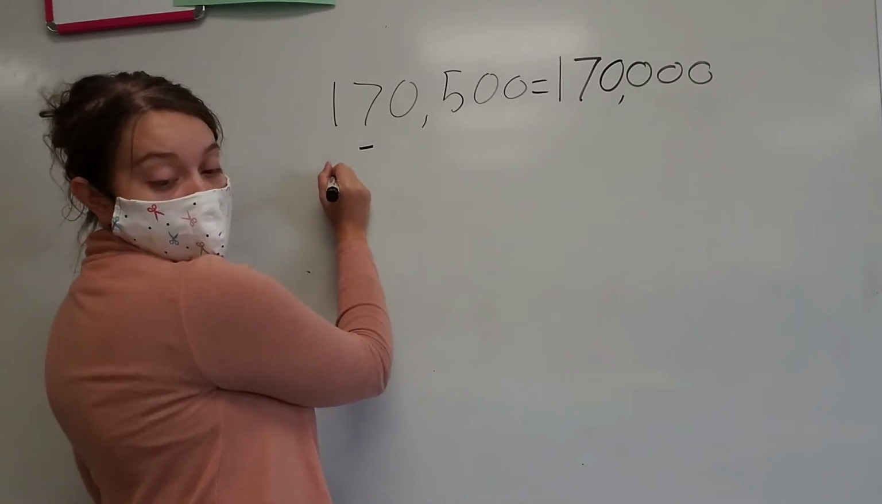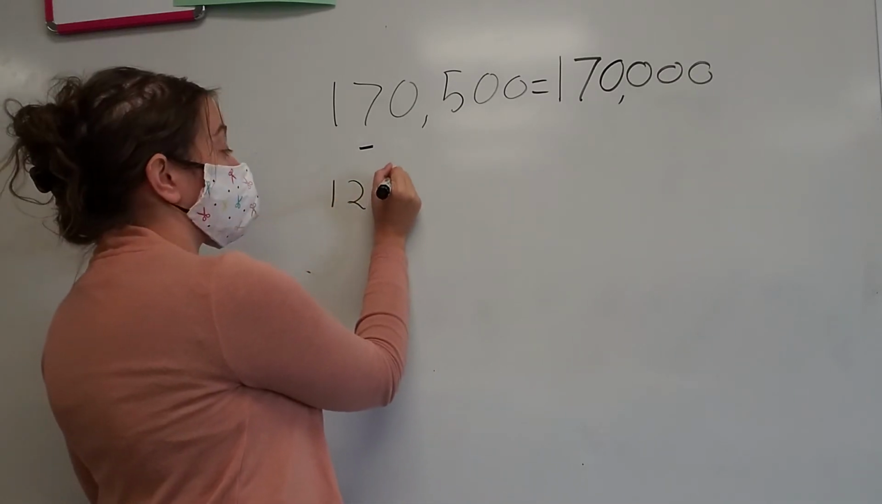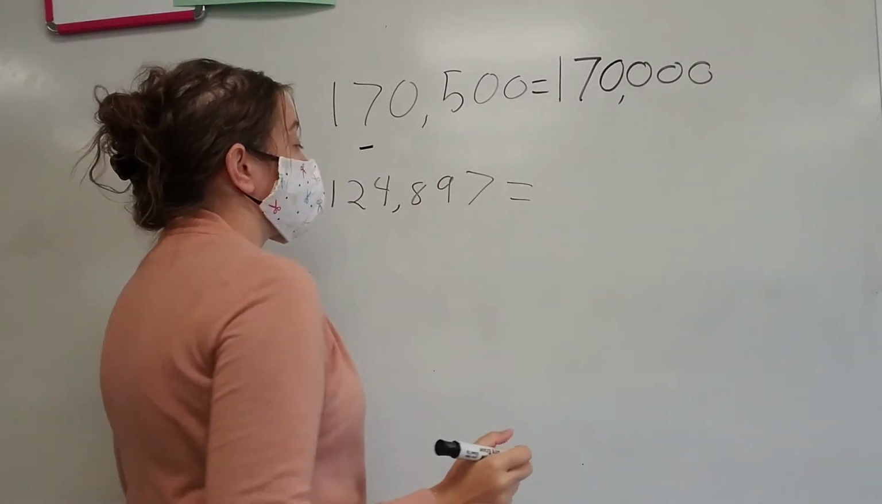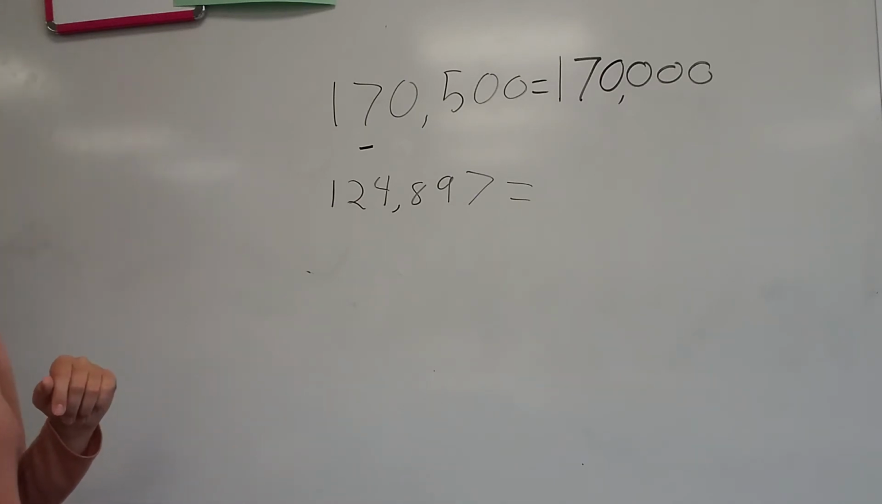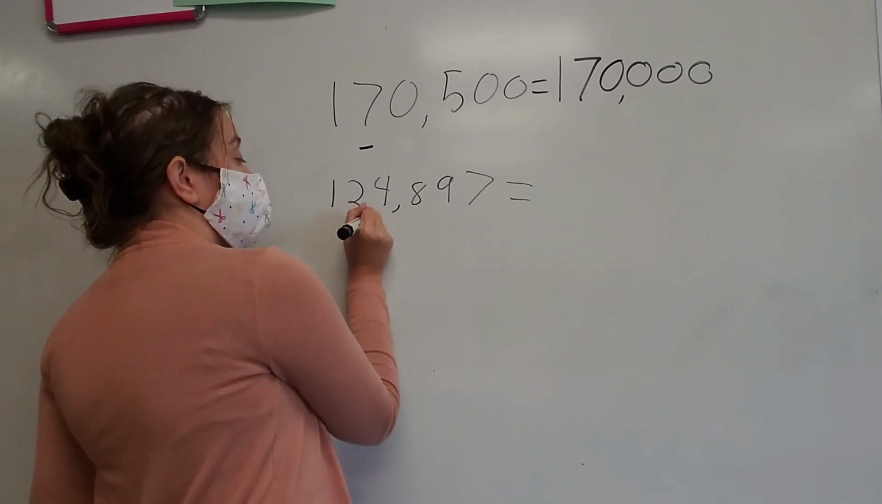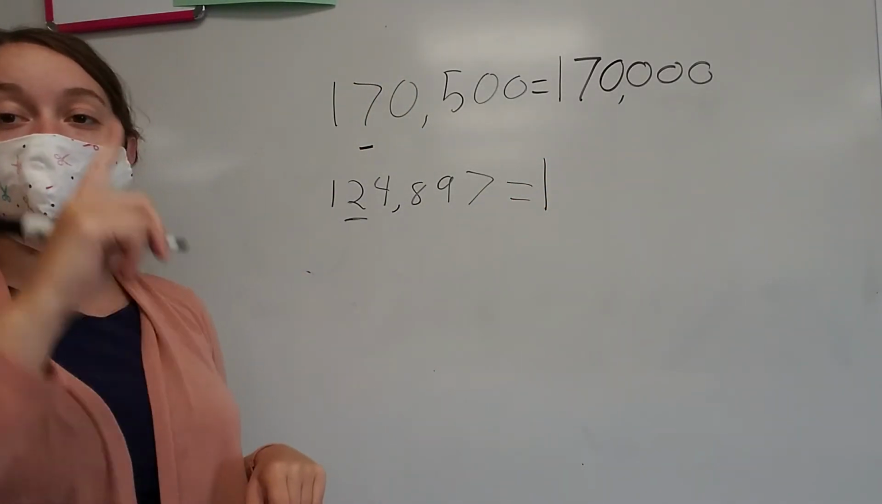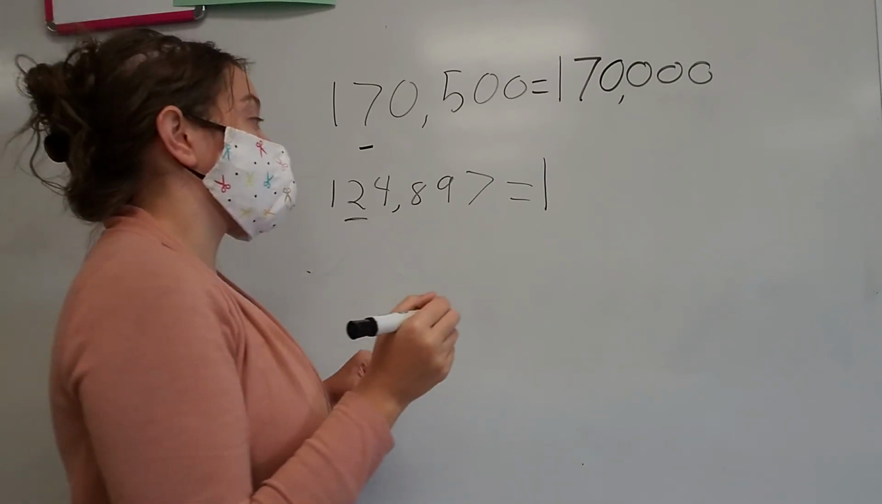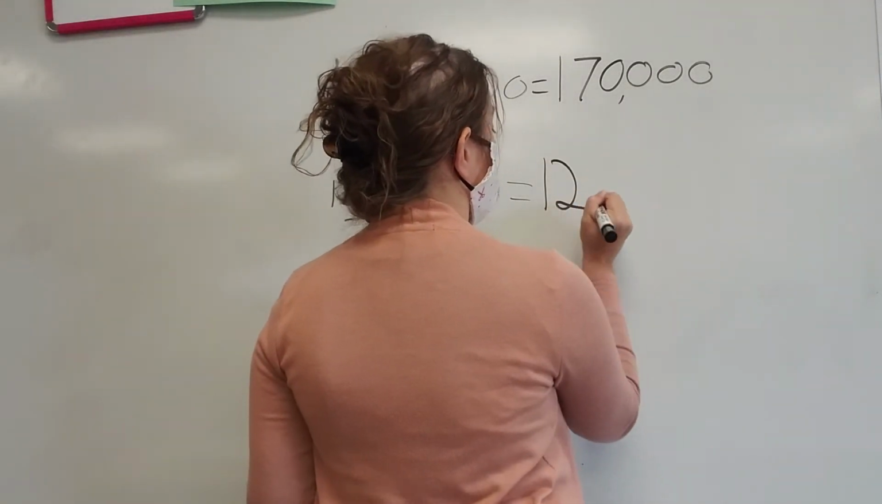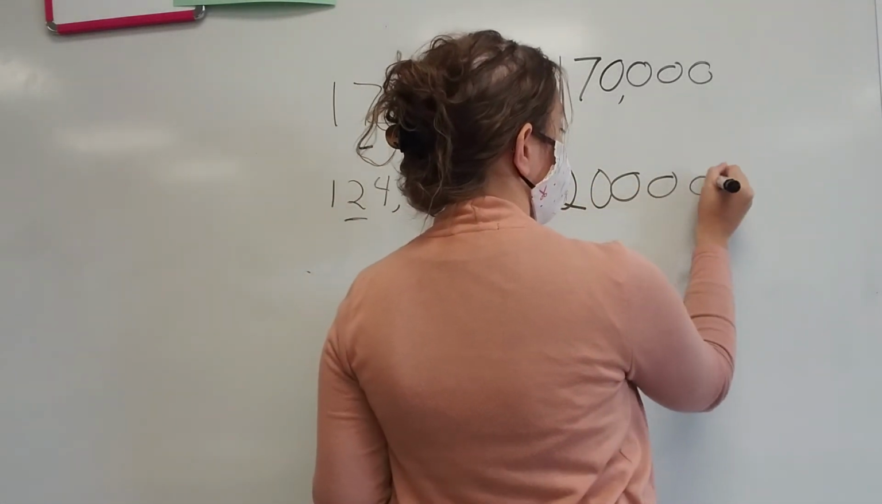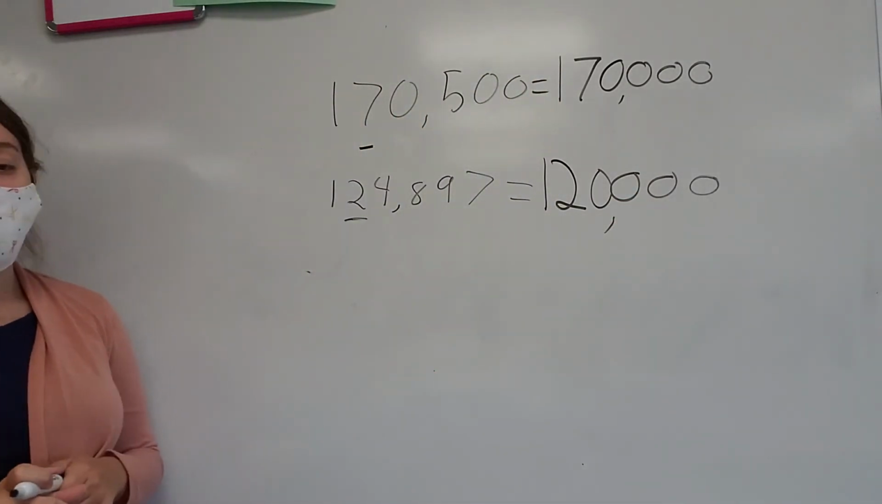All right, look at E on that one. 124,897. What number is in my 10,000s place? Sarah, what number is in my 10,000s place? The 2. Anything before my number stays the same. And now I have to look at my 4. With my 4, am I going up or down? Mary says down, which means my 2 stays the same, and I add 1, 2, 3, 4 zeros. All right.